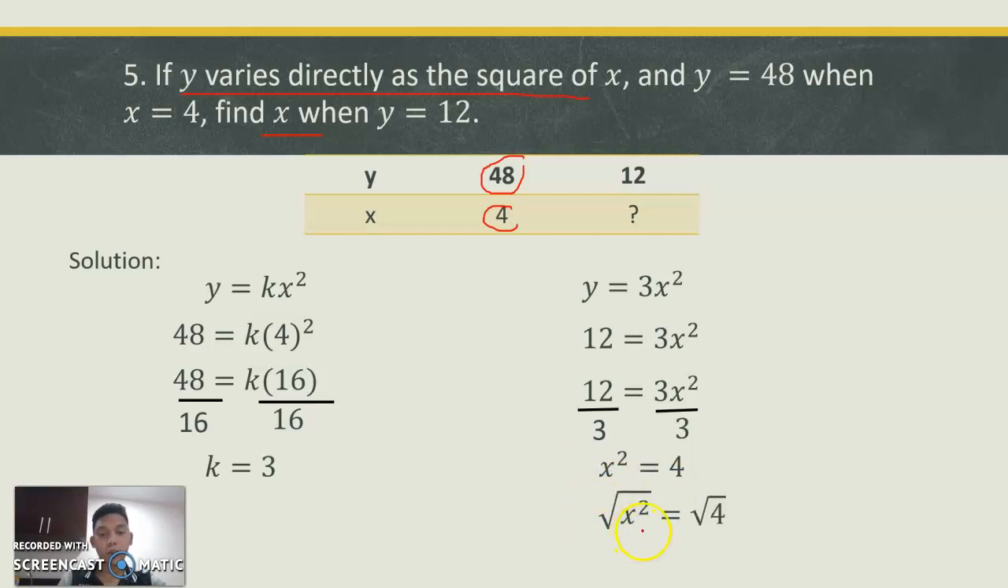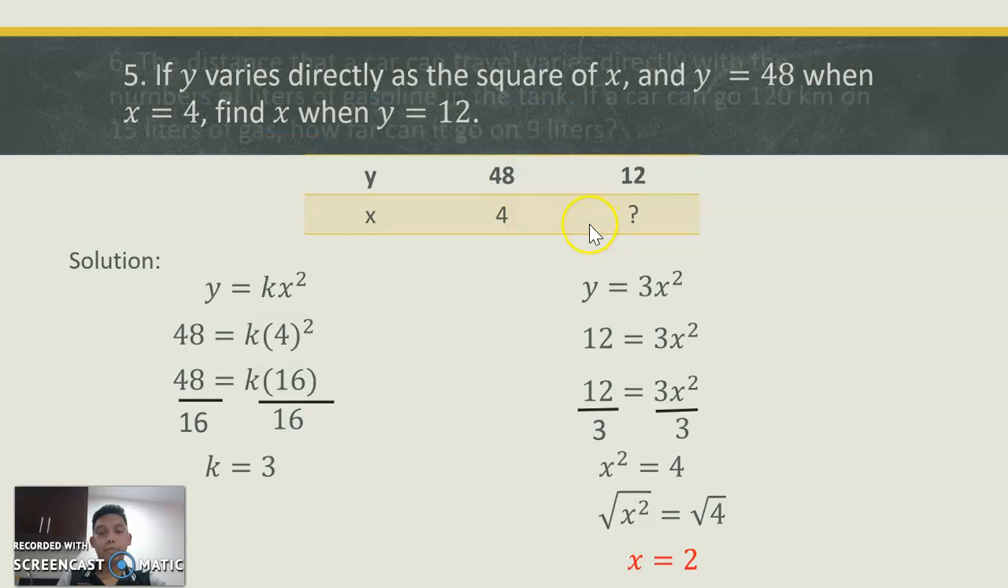Now, extract the square root on both sides. There, the square root of x squared is equal to plus or minus the square root of 4. Negative 2 is actually okay, usually. But especially when we deal with problems later, we usually use the positive 2. Okay, so therefore x is equal to 2. In this case, negative 2 is possible also.